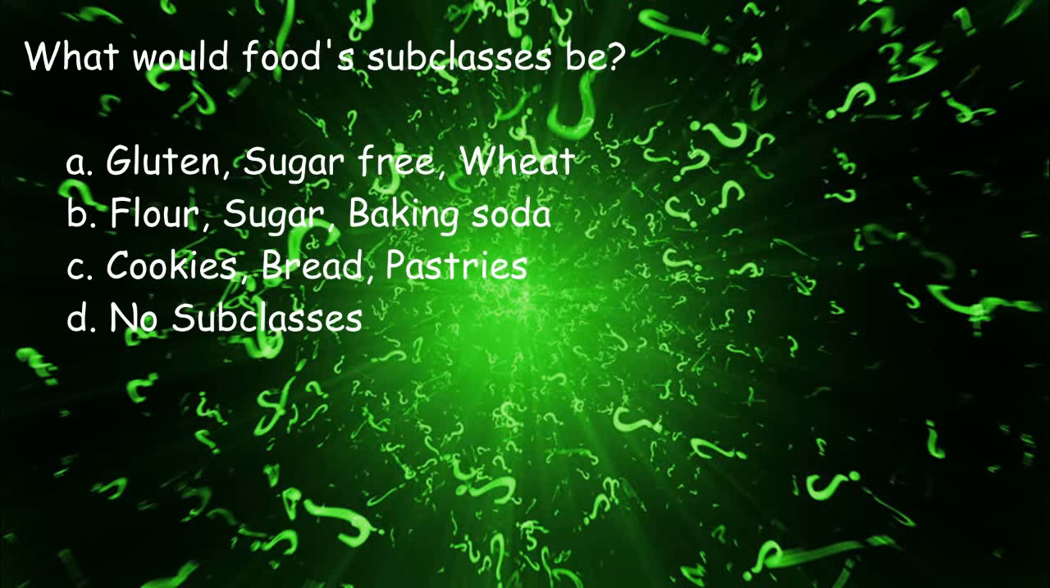But what would the subclasses be? A, gluten, sugar-free, and wheat. B, flour, sugar, and baking soda. C, cookies, bread, pastries. Or D, no subclasses. If you said C, you were correct. The best class hierarchy that you can make would include cookies, bread, and pastries as different subclasses.